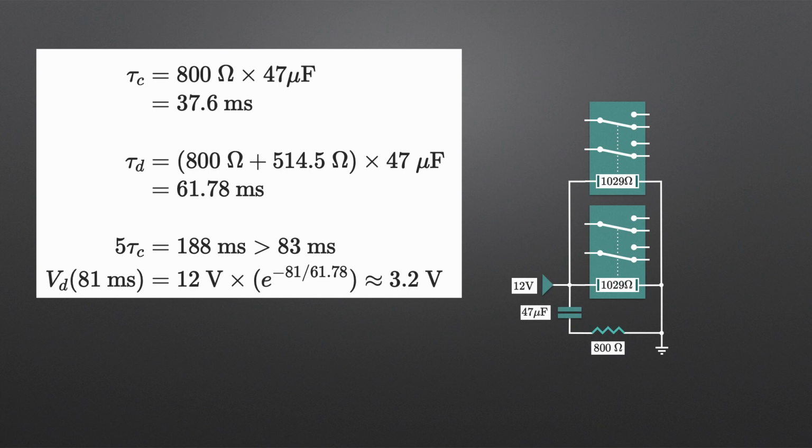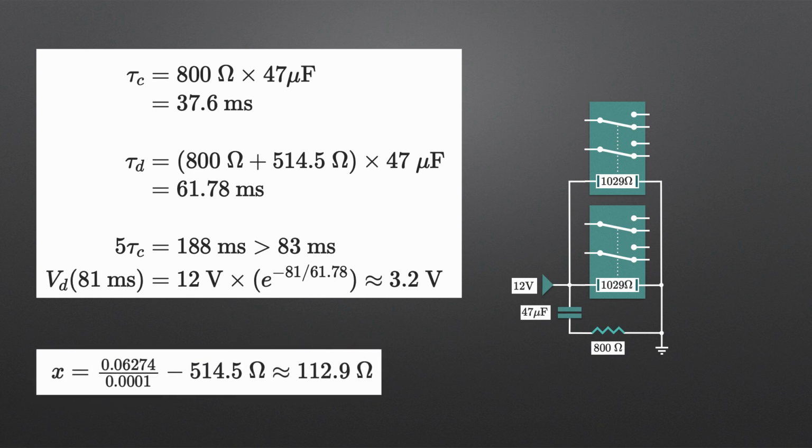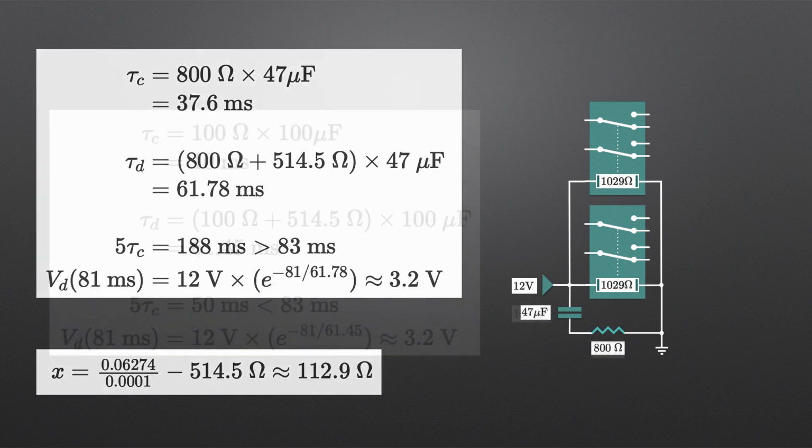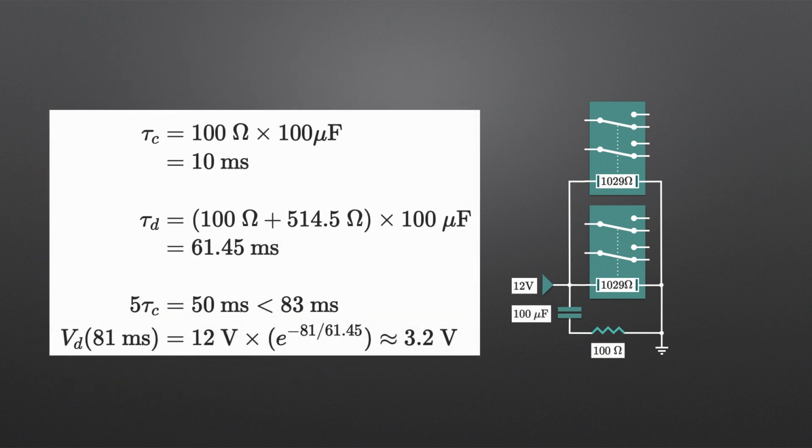Looks like I'll need to up the capacitor size so I can bring down the resistance. Let's try 100 microfarads. That works out as needing a resistance of 112.9 ohms. I can either go with a single 100 ohm resistor or 100 plus a 10. Let's try the 100 ohm first, as that's less components. That's looking a lot better now.